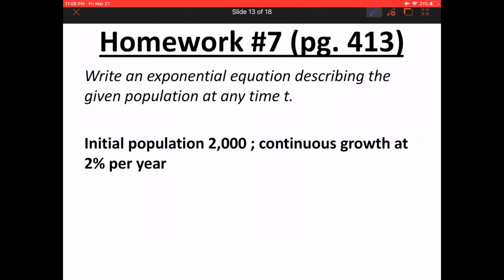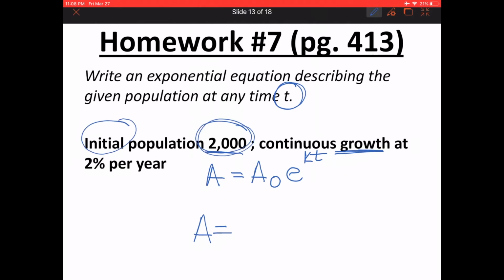So let's go to my first homework problem, number 7. Write an exponential equation describing the given population at any time t. The initial population is 2,000. I have continuous growth at 2% per year. So that should be the key word for you to know that we're going to be using the growth formula, which is A equals A sub 0 times e to the power of k times t. So for A sub 0, my initial population is 2,000.